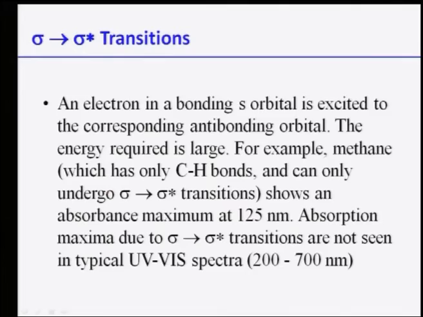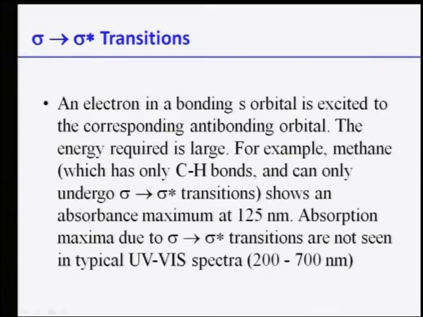Now, let me tell you about each of these transitions. Sigma to sigma star transition: an electron in a bonding s orbital, s being one of the s, p, d orbitals in an atom, is excited to the corresponding anti-bonding orbital. The energy required is obviously very high, because s is the lowest energy level. So you have to take it from the s energy state to the antibonding state, which is very high.